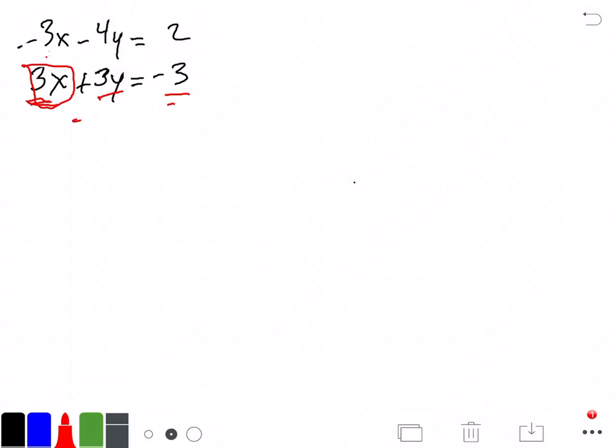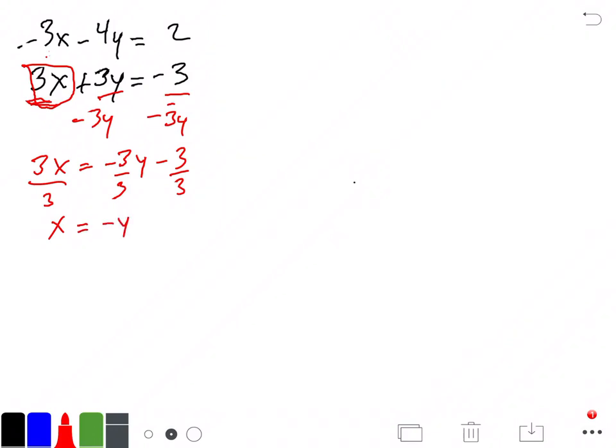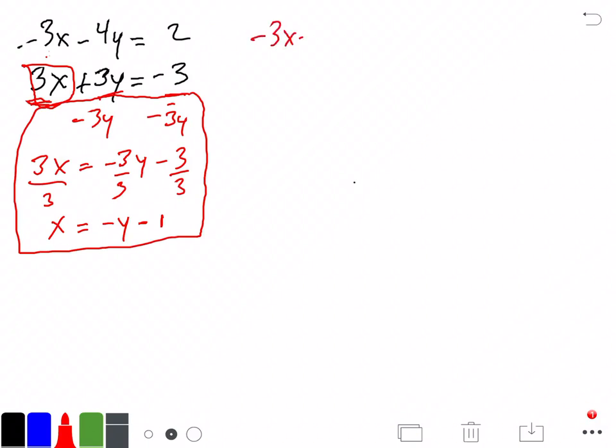So in order to do this, I'm going to subtract 3y from each side, and I now have 3x equals -3y minus 3. I divide each term by 3 to clear the coefficient, so I'm left with x equals -y minus 1. So this entire process right here is just to isolate x in the bottom equation. Now I'm going to rewrite the system so I can actually start solving it by using replacement.